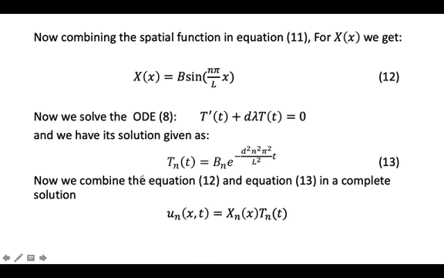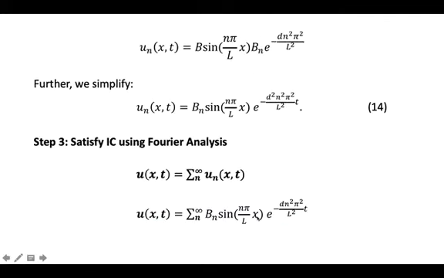All right, so now we combine equation 12 and equation 13 together. Why? Because the assumed solution was this. When we combine these two, we get B sine n pi over L x, Bn e power minus d square n square pi square over L square t. Here I place the square.